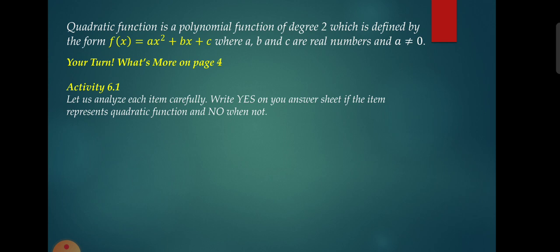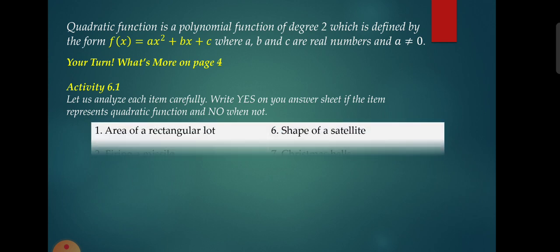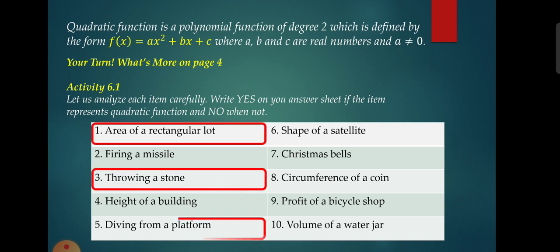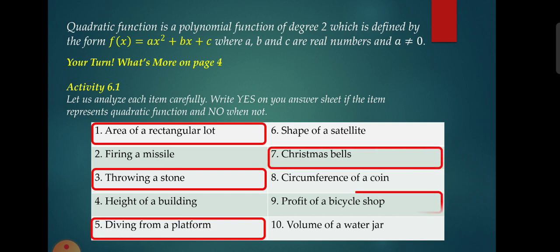So in activity 6.1 on page 4, the instruction is to analyze the items carefully. Write yes on your answer sheet if the item represents a quadratic function, and no when not. What we should remember is whether the situation resembles a curved line. Okay. So we have 10 items there, but you will answer only 1, 3, 5, 7, and 9.